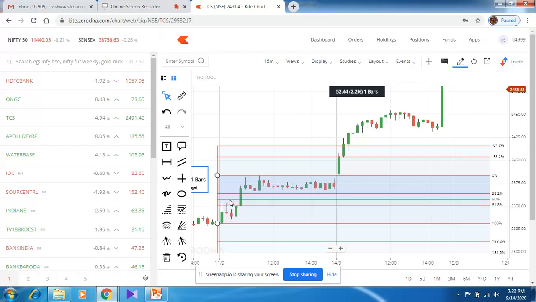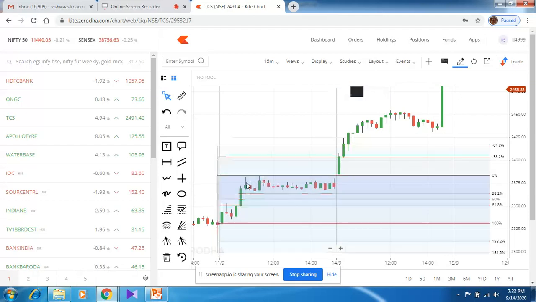Now if the progressive candle crosses this 50%, then it is going to move at least until 38.2. And if it crosses 38.2, then straight away it will hit 0%. This is the meaning of it. This is the beauty of Fibonacci retracement.